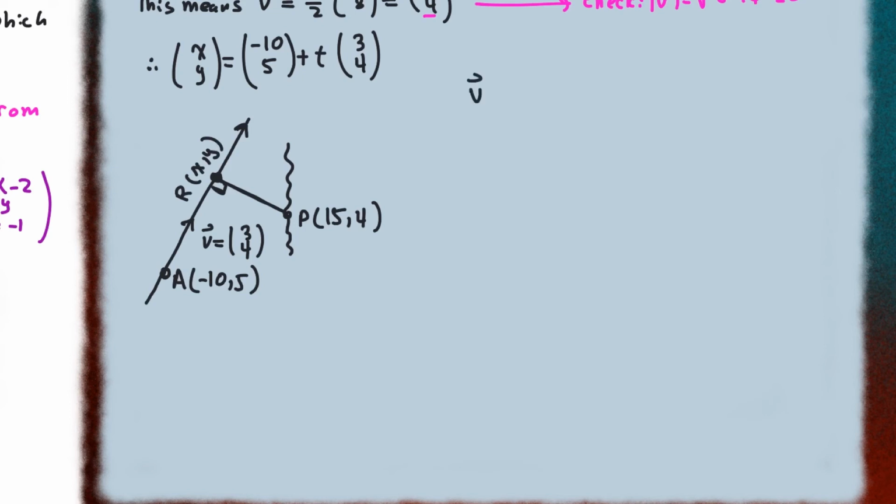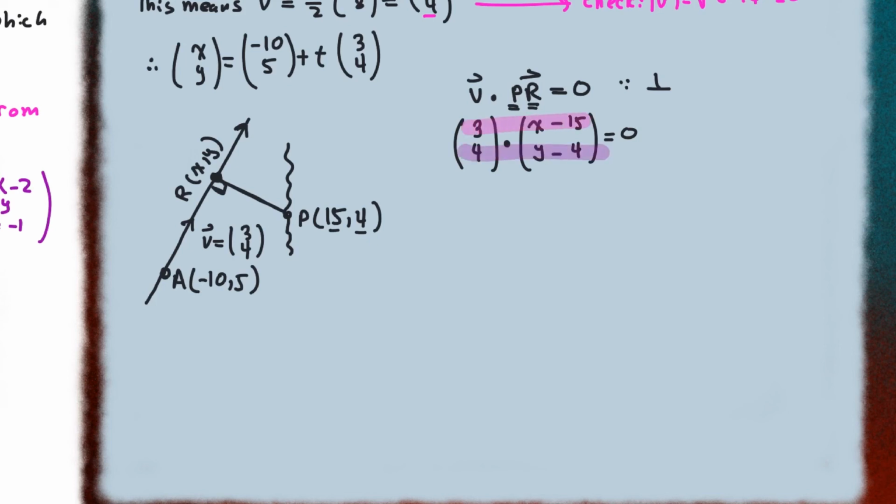Now we know that the vector PR and the direction vector, or the velocity vector, are perpendicular, so that means that their dot product is equal to 0. We have the components of the velocity vector, that's 3 and 4. For vector PR, we will take the coordinates of R and subtract the coordinates of P, and that should equal 0. Now we will multiply the x components together and the y components together and sum them up and set them equal to 0.